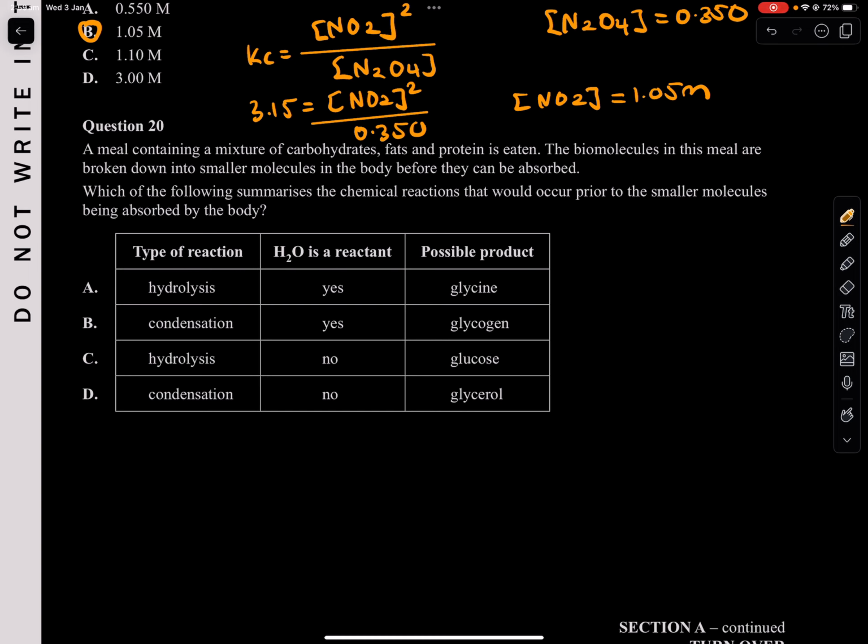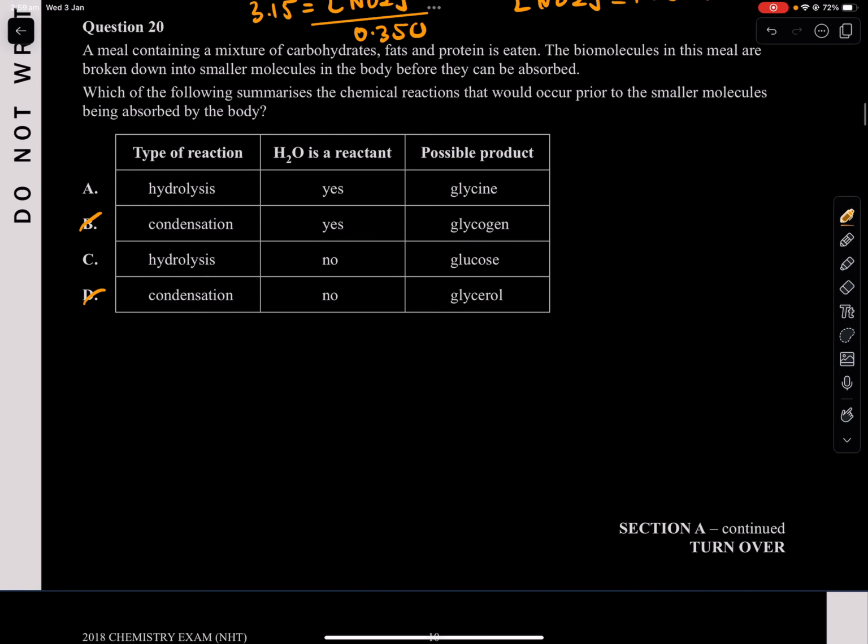So remember that. So it can only be A or C. So B and D are wrong. Remember, condensation is the formation of molecules. So be careful with that. H2O is a reactant. Remember, in hydrolysis, we need H2O. We actually react it. It's a reactant. So hydrolysis needs H2O, whereas in condensation, water is a byproduct. So yes, we do need H2O.